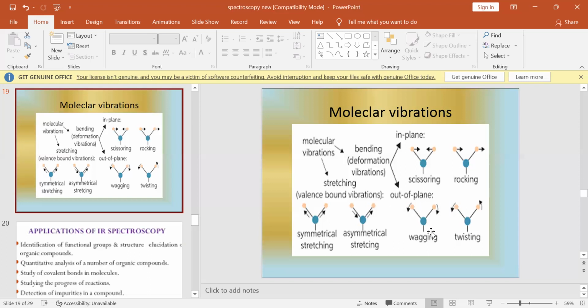In out-of-plane bending, two types of bendings are there: wagging and twisting. Coming to wagging, in this type, the two atoms move up and below the plane with respect to the central atom. One is moving above the plane, one is moving below the plane, as shown in the diagram. Next comes the second one, twisting. In this type, one of the atoms moves up from the plane and the other moves down from the plane with respect to the central atom. This type of bending is known as twisting.